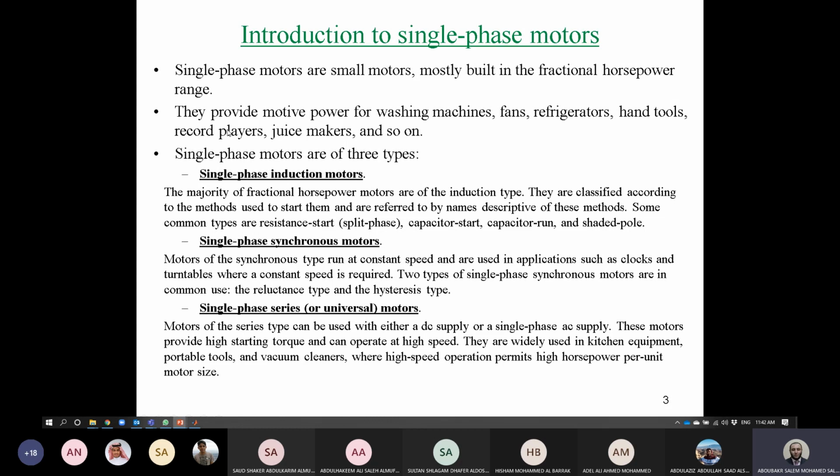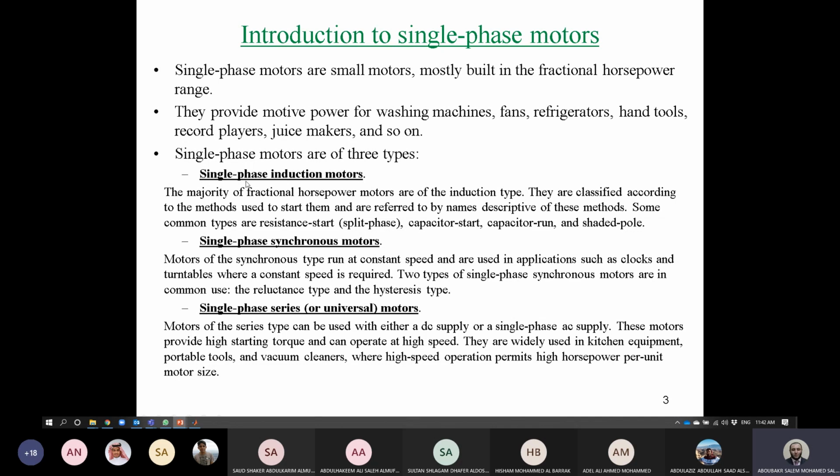Again, we're discussing the general single phase motors, not only single phase induction. Also, single phase motors have mainly three different types. However, you may find any other classification based on something else, but in this classification here, we will classify the single phase motors into three categories.